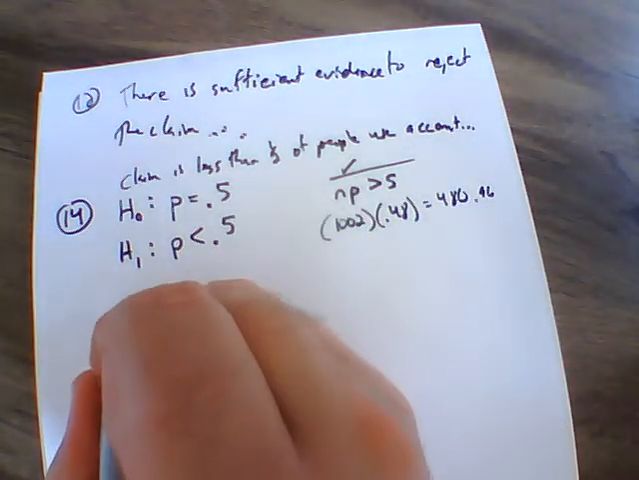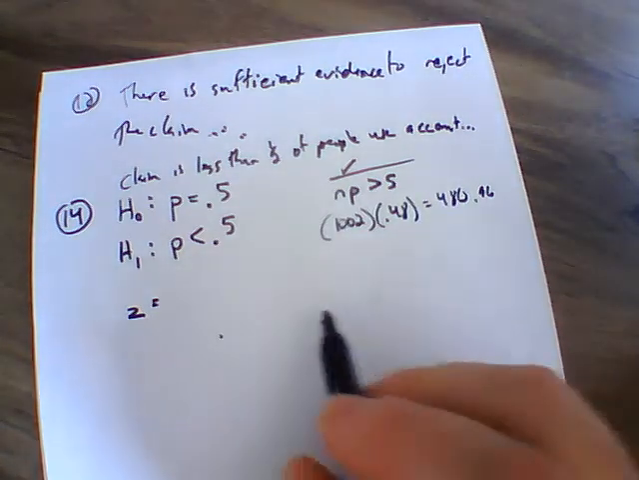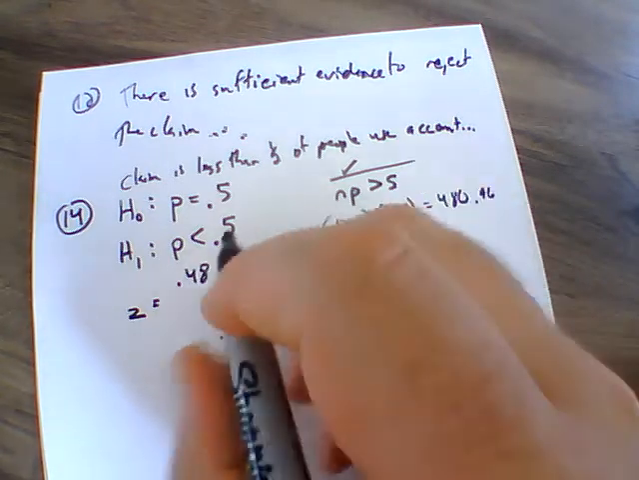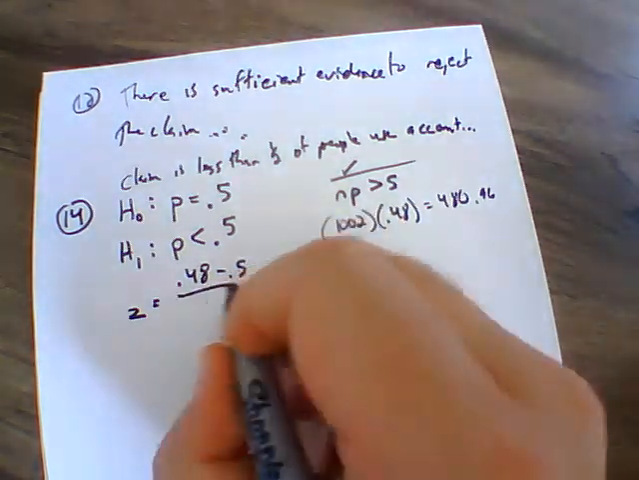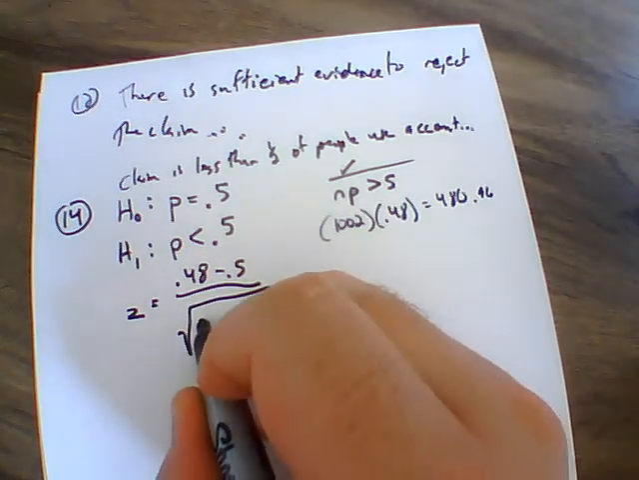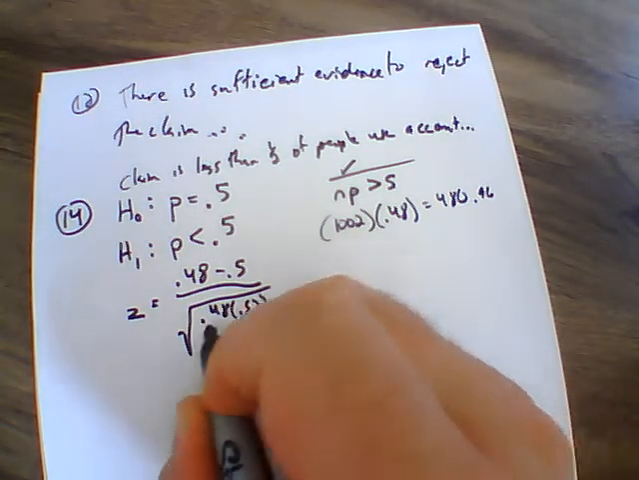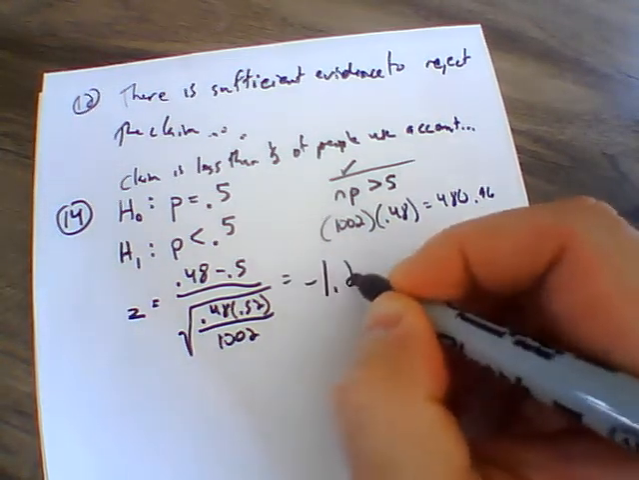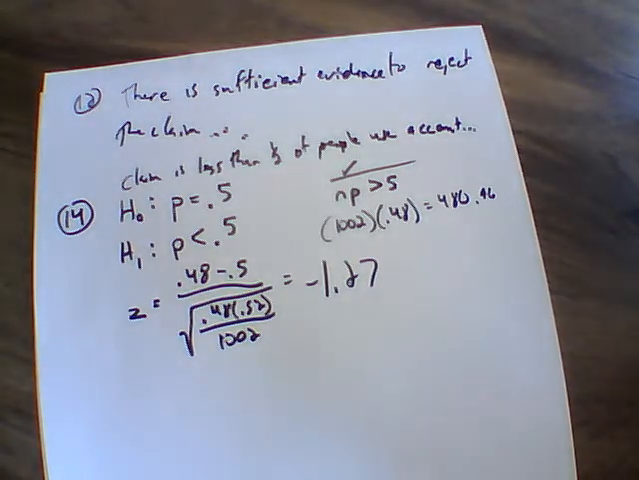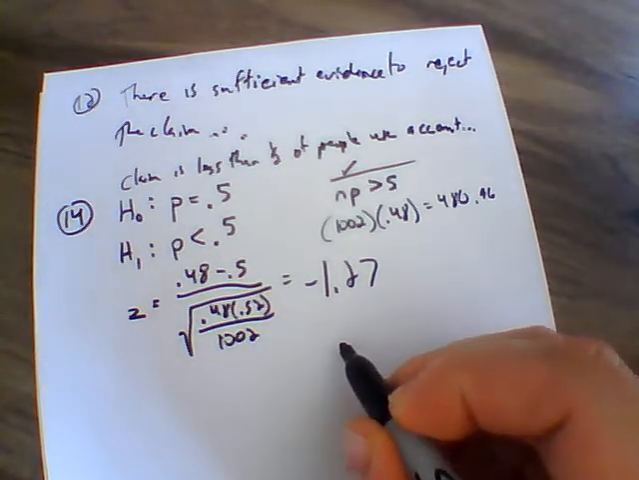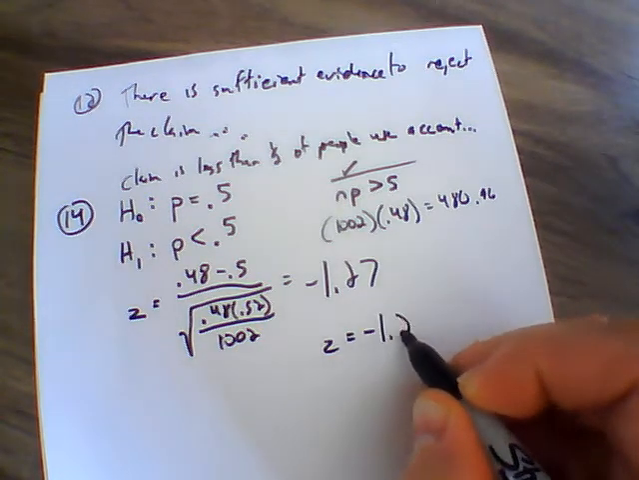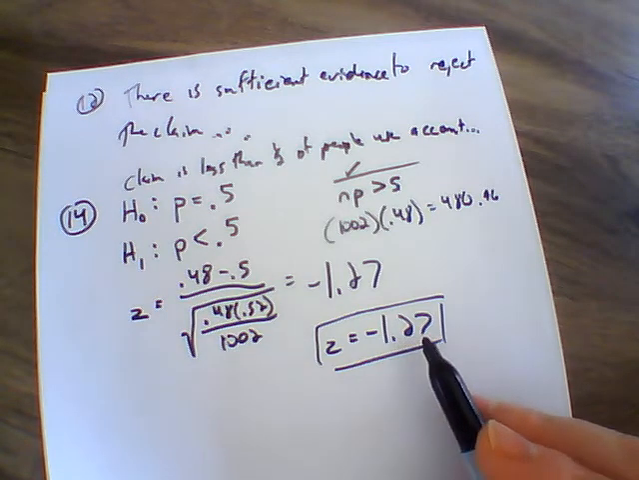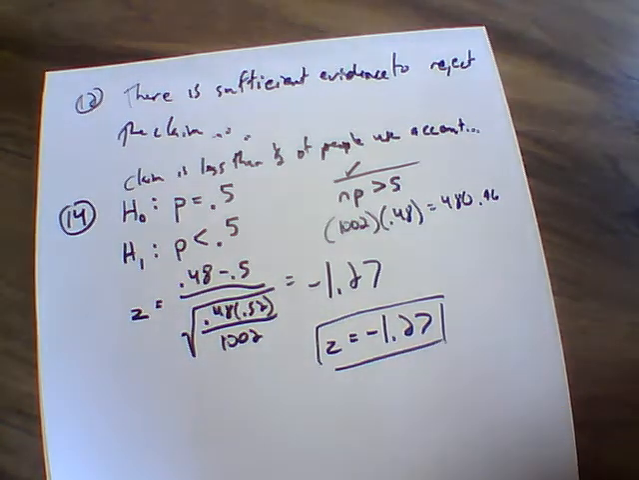So because we meet this, we will come to our z-score. Our z is going to equal, once again, our percentage we're looking at, minus 0.5 divided by the square root of 0.48 times 0.52 all over 1,002. So this tells us a negative 1.27. Once again, our critical value here is z equals negative 1.27. And so then we would go to our z table and be looking for that value.